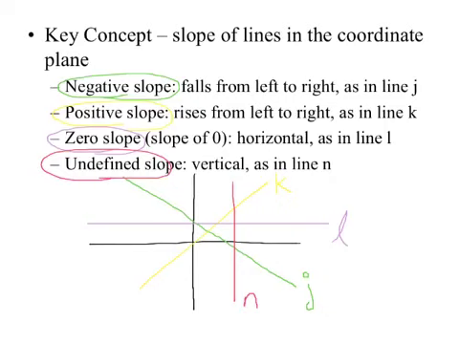Zero slope, it's always hard for students to remember, but if you look at the word zero, it has horizontal lines in the Z. Zero slope, horizontal lines are in the Z. It has a slope of 0. Undefined slope is a vertical line, as in line N. If you look at the word undefined, the U has two vertical lines in it. So undefined is a vertical line, as in line N.